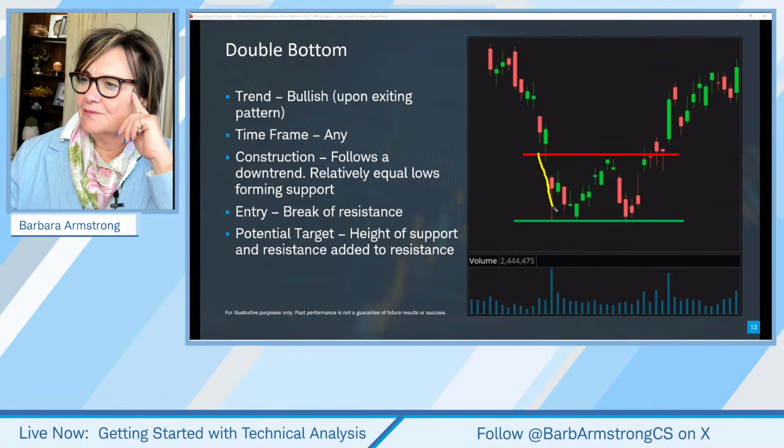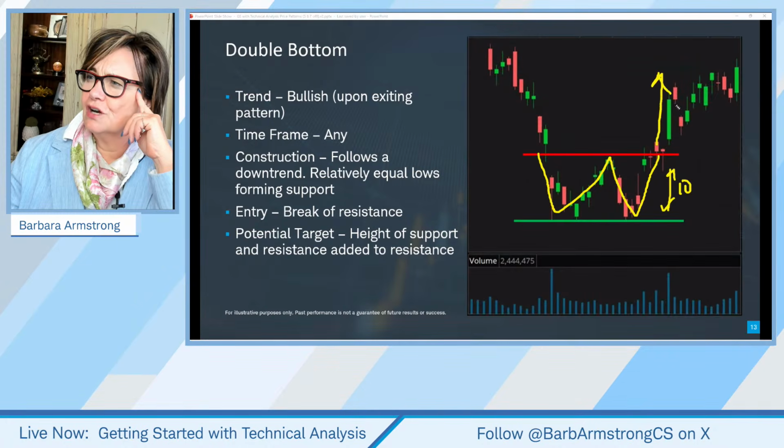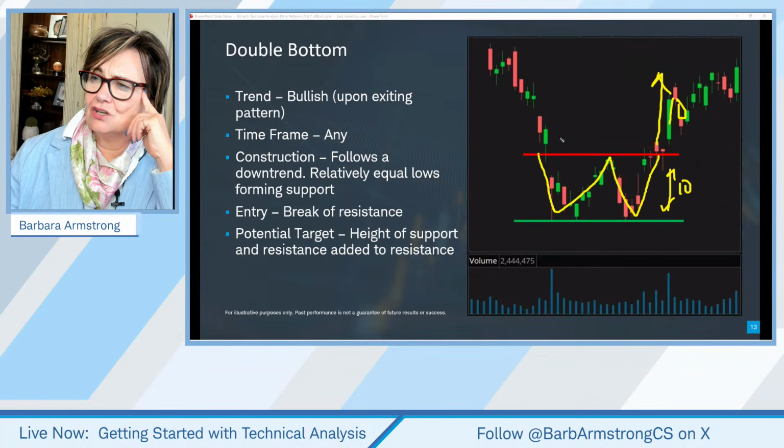And I'm going to hit us with a couple of patterns here. So here we could have a double bottom. And again, if this is $10 wide, you know, a potential target might be $10 from where it's broken out. And we can see it came out, retested, and then it took off.